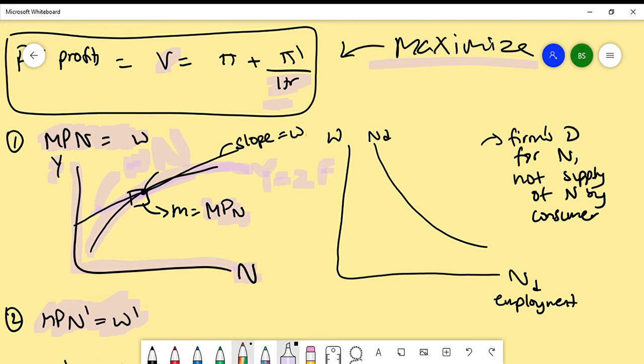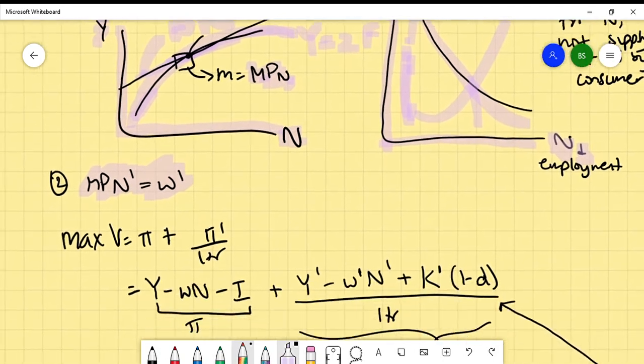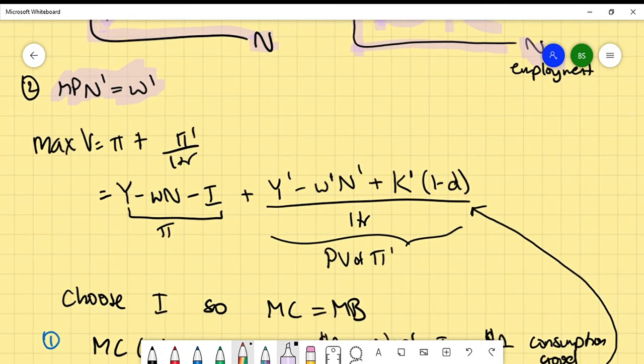Cool, great. Another thing we should keep in mind is that while the labor supply, if this was NS compared to wage, would slope this way, the labor demand is going downwards because this is a firm's demand for labor. As a firm, if the wage goes up, I'm going to want to hire fewer people. So the whole employment that I hire will fall.